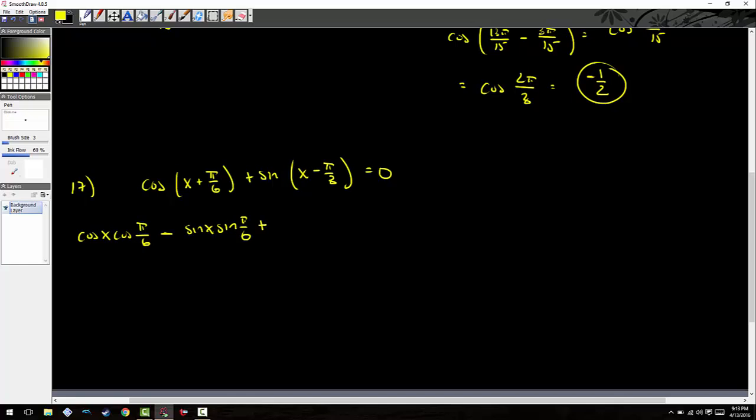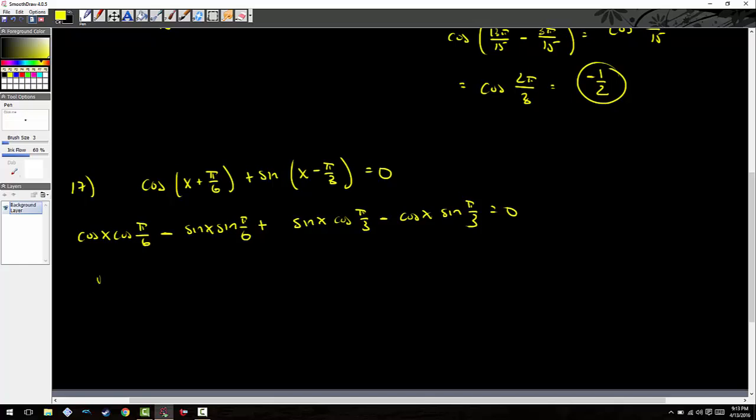Now I'm going to add sine sum and difference. So that's going to be sine x, not sine, sorry, cosine pi over 3 minus cosine x sine of pi over 3. And remember, all of this will hopefully end up equaling 0. So let's see if that's true.